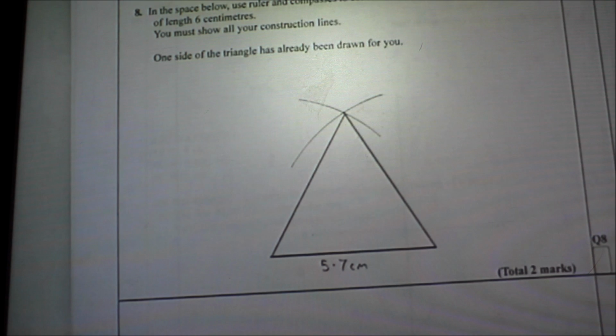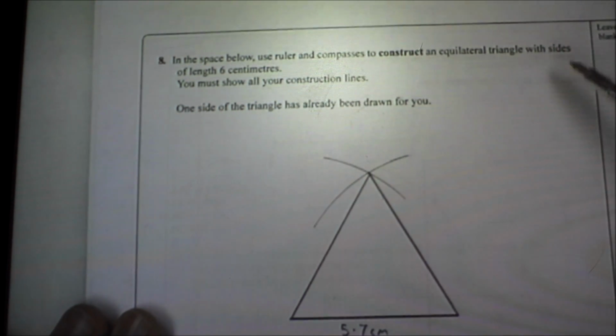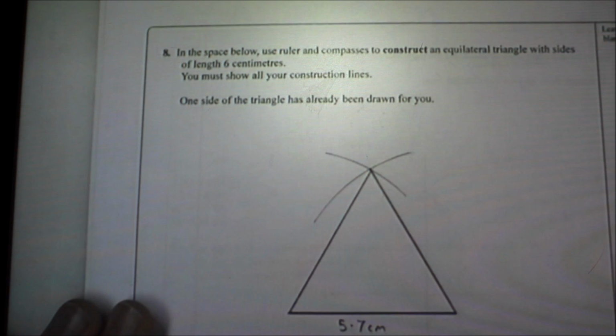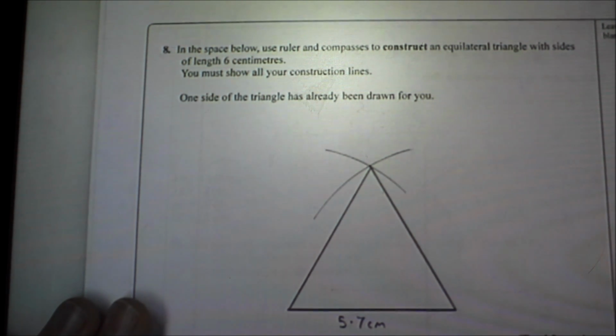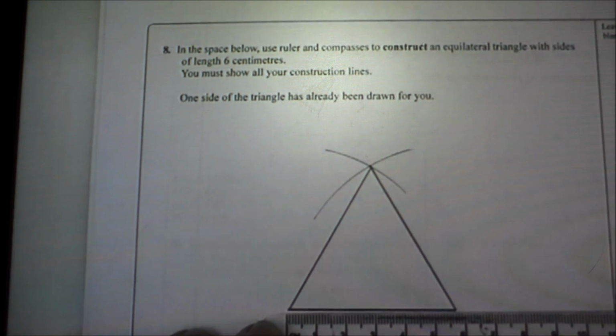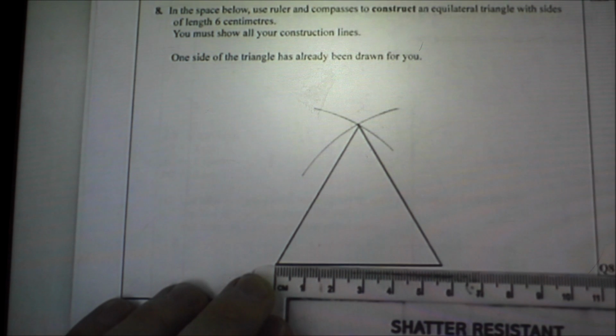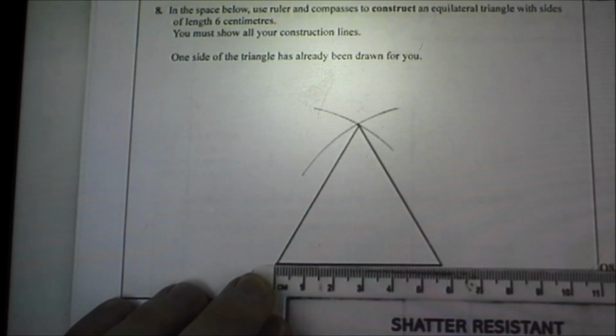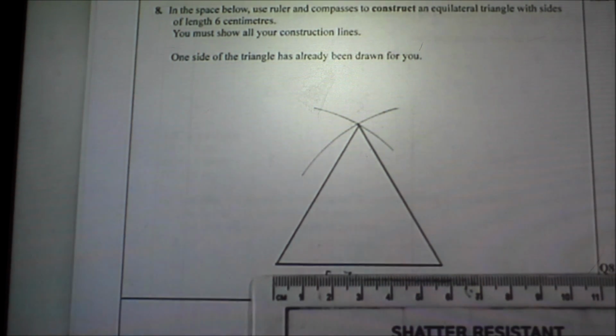Question number 8. In the space below, use rule and compass to construct an equilateral triangle with all sides of length 6 centimetres. You must show all of your construction lines. This should be 6 centimetres, but because of the photocopier, it's come out slightly less, as you can see. So that will be 6 centimetres when you do your exam.